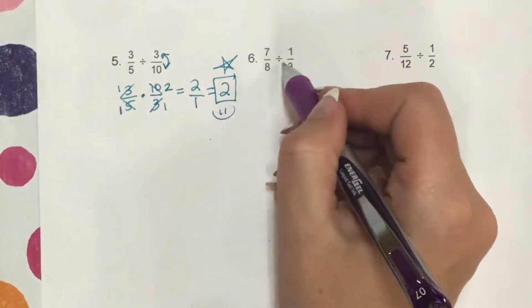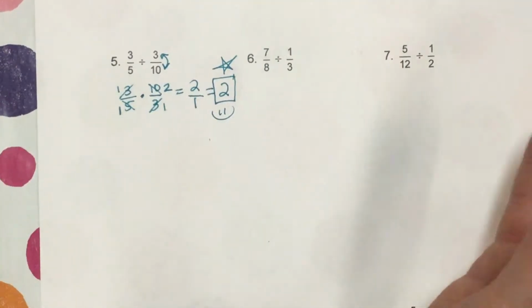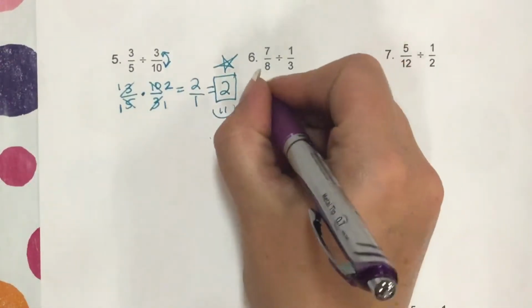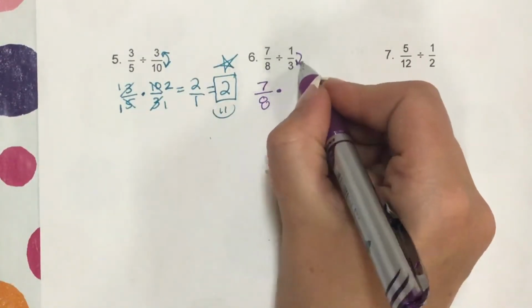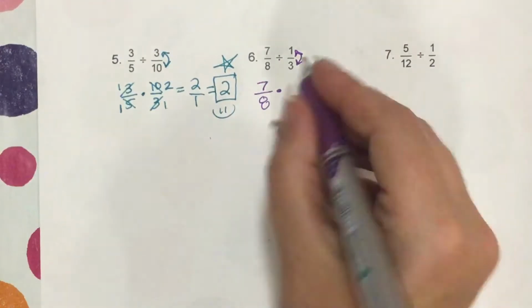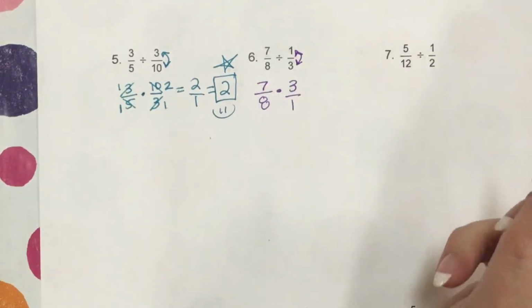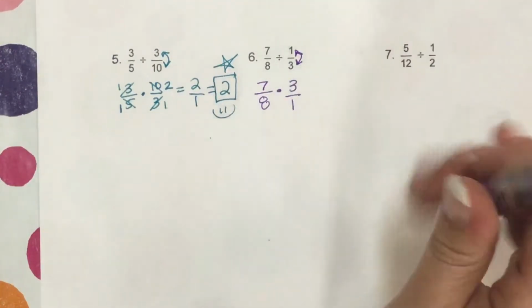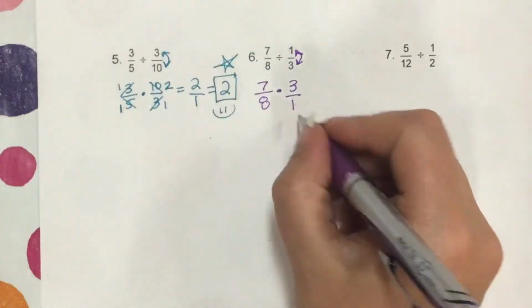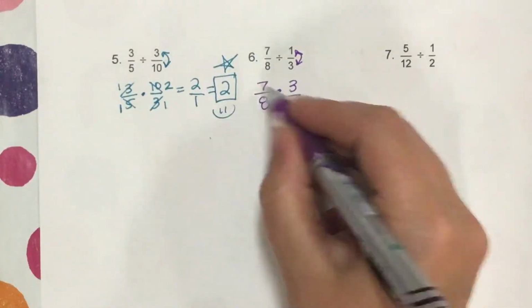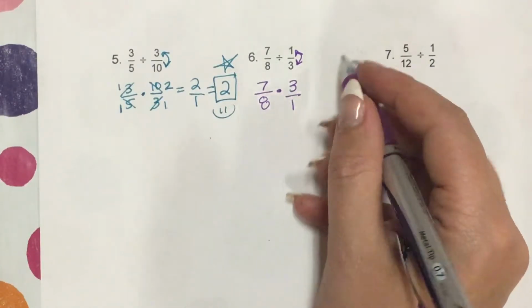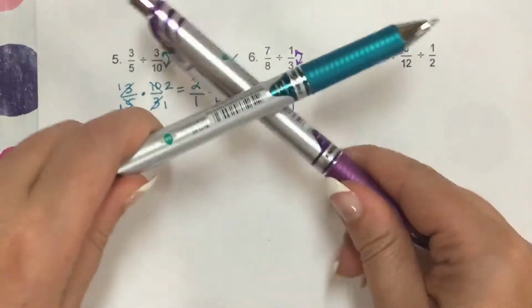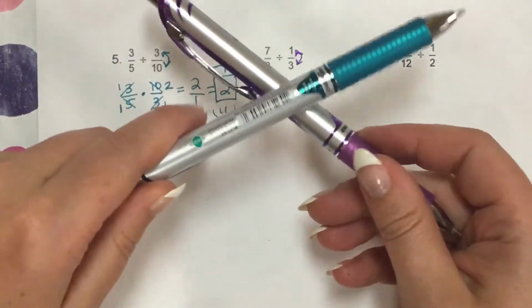We have 7/8 divided by 1/3. No mixed numbers, so that's perfect. We can just get started. So 7/8, and we're going to change it to a multiplication. So we flip this divisor, or invert it. So it becomes 3 over 1. No problem. Then we look to cross cancel. Anything we can cancel out between 7 and 1? No. No common factors. What about 3 and 8? No. No common factors. So we've tried to cross cancel, but now it is time to multiply across.